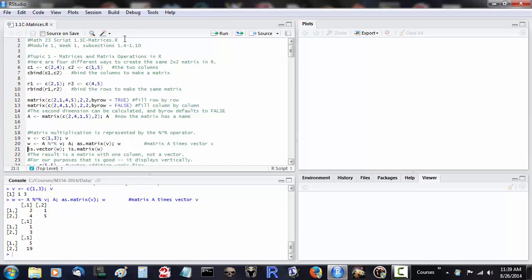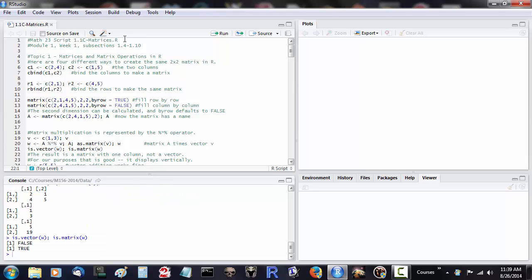To get the top entry in the vector W, which is a 5, I go across the top row of the matrix A and down the vector V. 2 times 1 plus 1 times 3 equals 5. For the bottom entry, similarly, 4 times 1 plus 5 times 3 equals 19. Because we're really thinking of V as a column vector here, I use the as.matrix function to force it to display as a column. If I ask, what are these things?